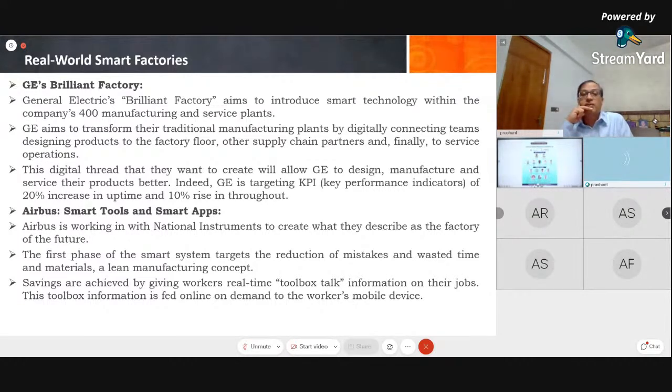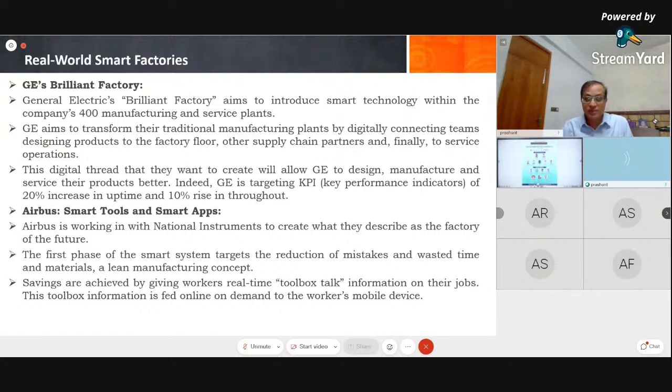So what they aim is they want to transform their traditional manufacturing plants by digitally connecting them, and so they are going to design a digital thread to allow them to design, manufacture, and service their products. What they're targeting is their key performance indicators. They're aiming to increase them: 20% in uptime, and 10% in the throughput, in their production volume. So GE is ahead of everyone else.